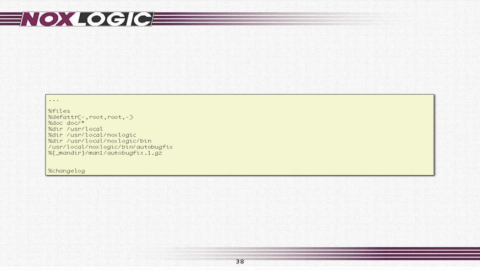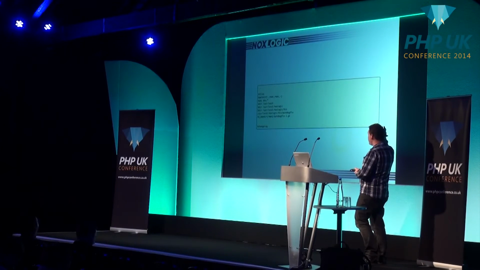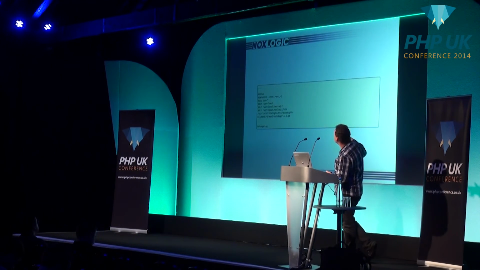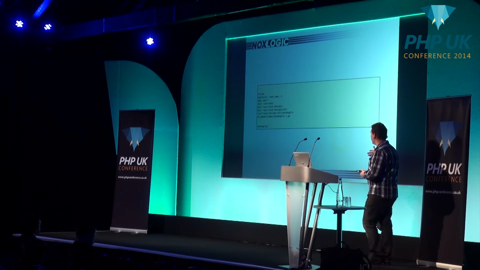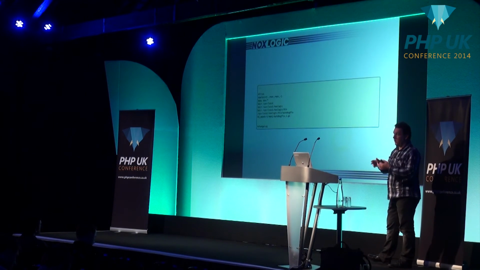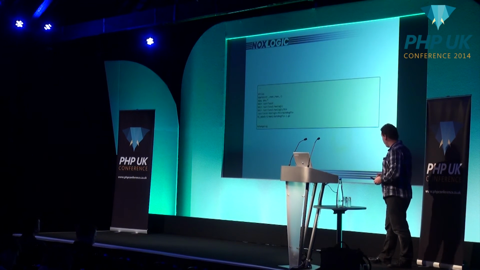The most important part is the files part, because here we actually tell rpmbuild which files you need to package. In this case, I need to package doc files. You see %doc, and it knows that all the files inside the documentation should be inside /usr/share/doc, whatever. I need to have a directory /usr/local. I need to have a directory /usr/local/noxlogic. I need to have a directory /usr/local/noxlogic/bin. A lot of directories, but I have to specify all of them.